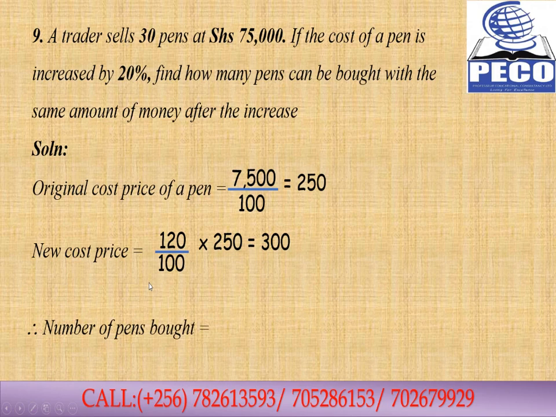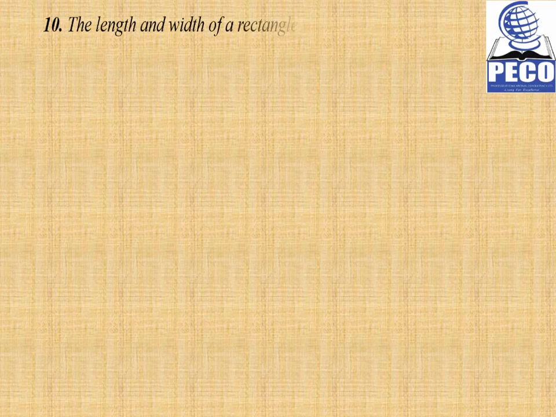So how many pens can we buy with the same amount of money? We take the same amount of money and divide by the new cost. The number of pens equals the amount of money that we had divided by the cost. Once we divide this, we end up with the number of pens as 25. So when there is an increase, we add on 100, and when there is a decrease, we subtract from 100.